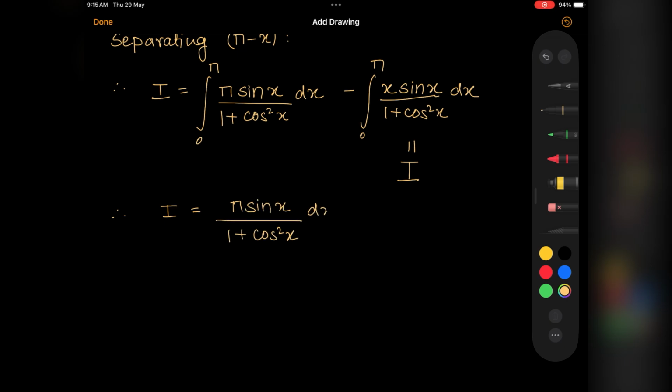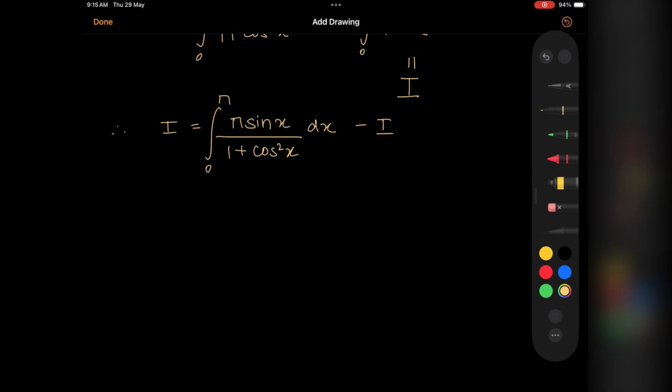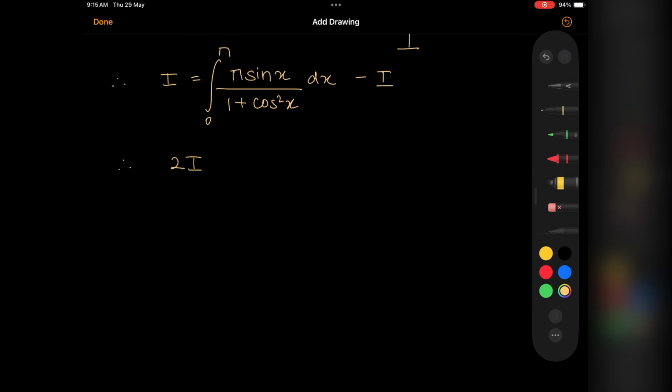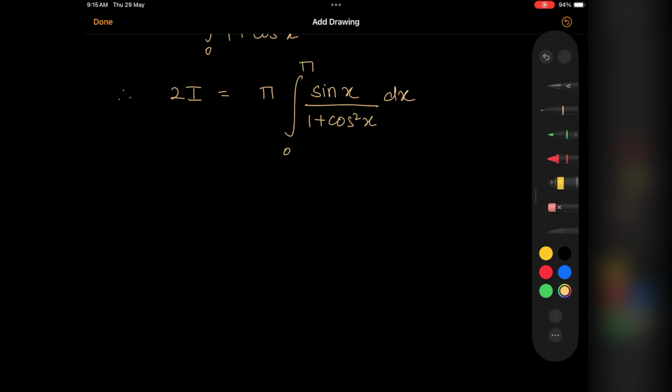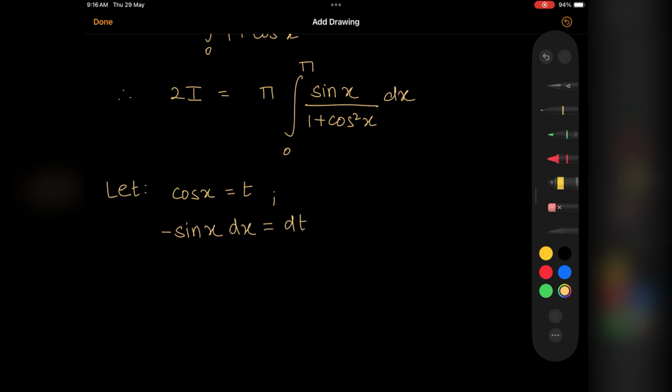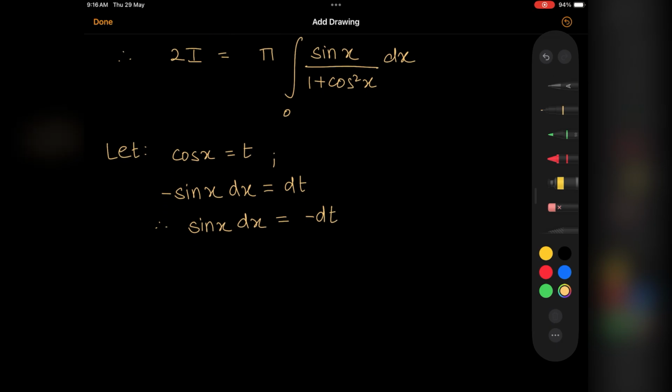To make the problem a little simpler, we can take I from the right hand side to the left hand side, which will become 2I, and then we just have one term left. Now there is no single x term in the integral, which will be easier to solve. Now we can try the direct substitution method, where we substitute cos x equal to t, and differentiating this we get minus sin x dx equal to dt.